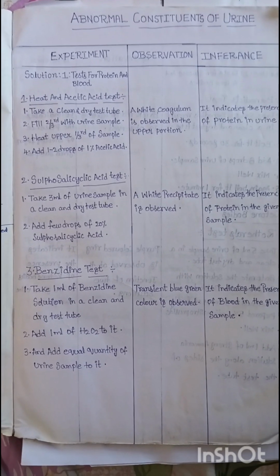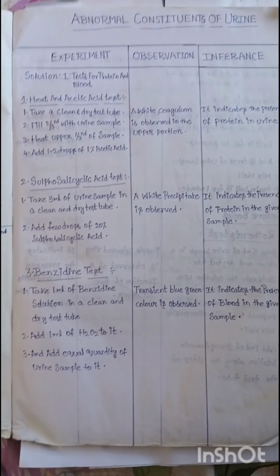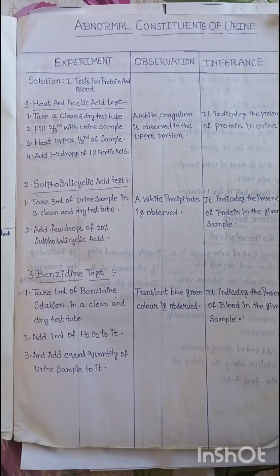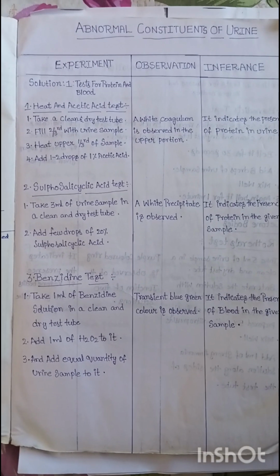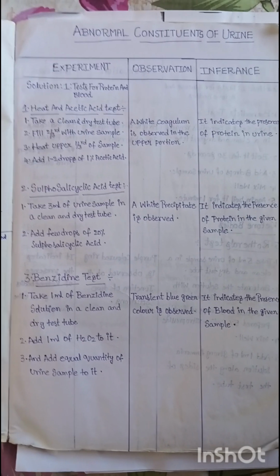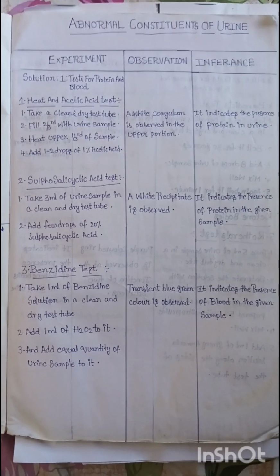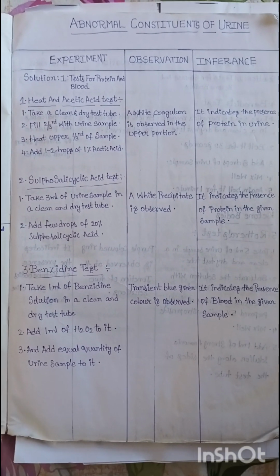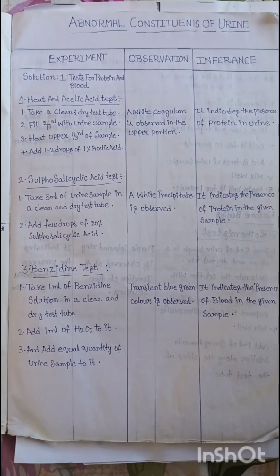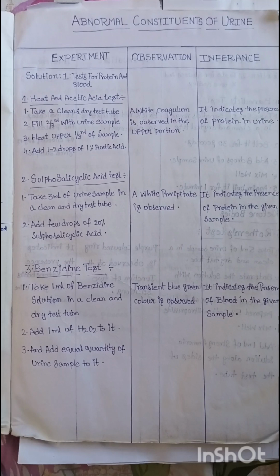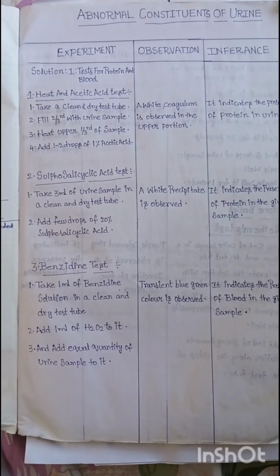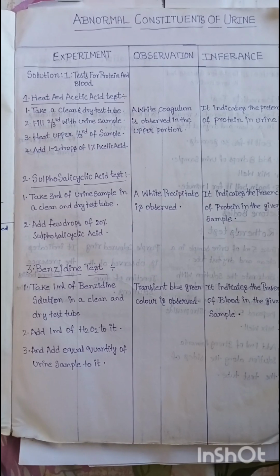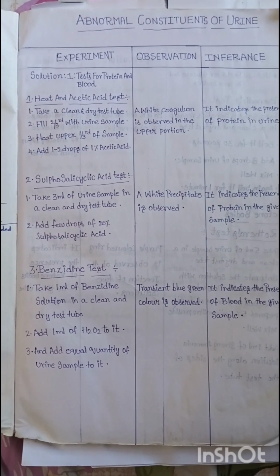Now, how to perform a heat and acetic acid test? For that, take a clean and dry test tube. Fill 2/3 of the test tube with urine sample. Heat the upper 1/3 of the sample. Then add 1 to 2 drops of 1% acetic acid to it. Now, what is the observation? A white coagulum is observed in the upper portion. What does it indicate? It indicates the presence of protein in the urine. This is the way we perform the heat and acetic acid test.